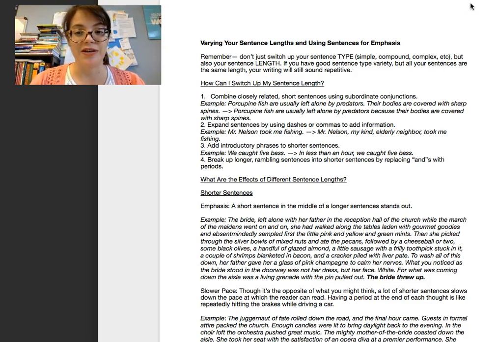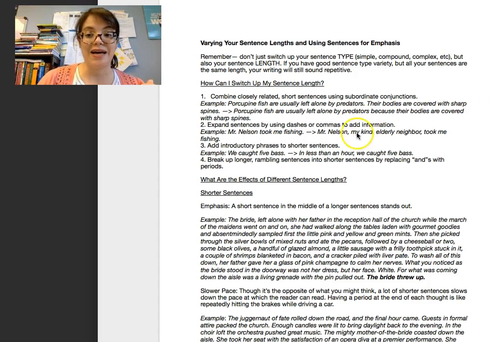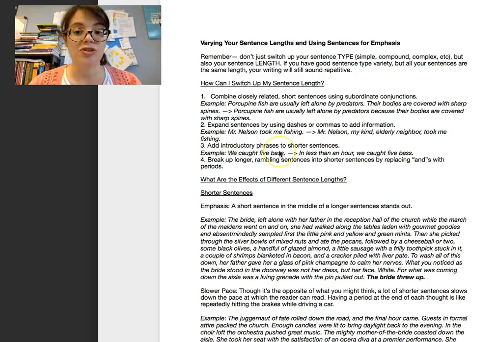All right, another option is to add information using dashes or commas. So for example, Mr. Nelson took me fishing could go to Mr. Nelson, my kind elderly neighbor, took me fishing. So we've added in some information and expanded our sentence. Or you could add introductory phrases to shorter sentences. So for example, we caught 5 bass could be in less than an hour, we caught 5 bass. Okay, so again, just expanding those shorter sentences, switching it up a little bit.